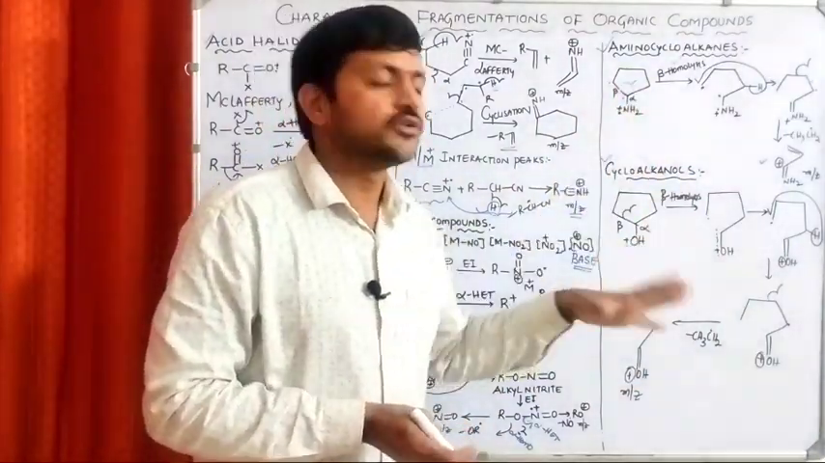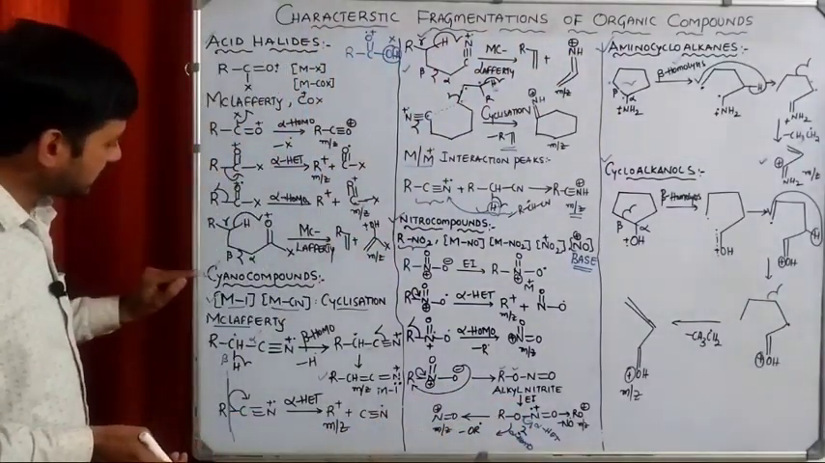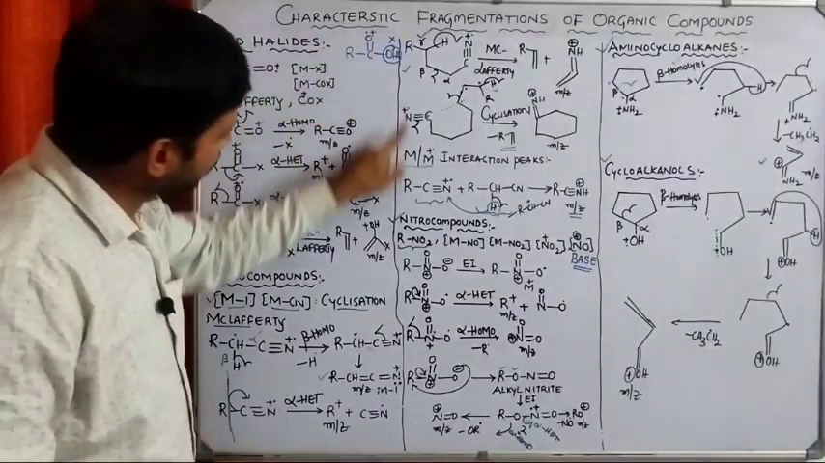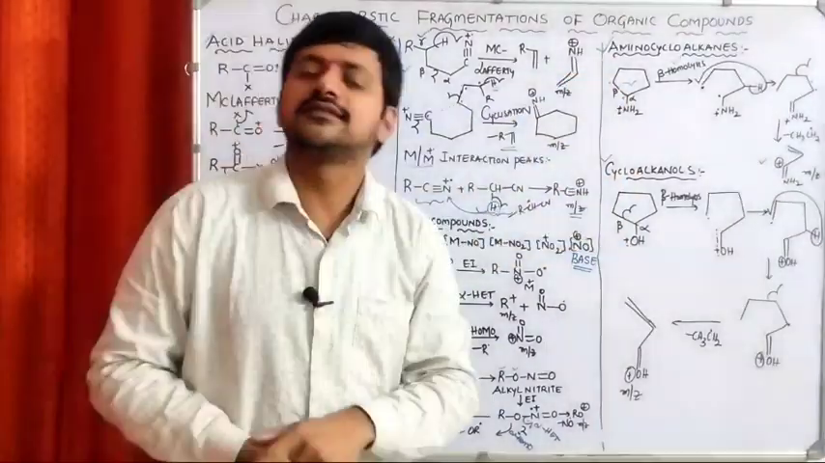You need to remember. So this is all about what? The fragmentation process of acid halides, cyano compounds, nitro compounds, aminocycloalkanes, followed by cycloalkanols.